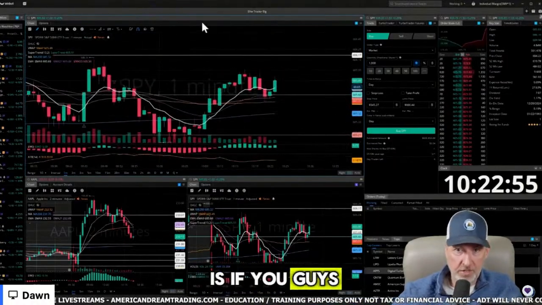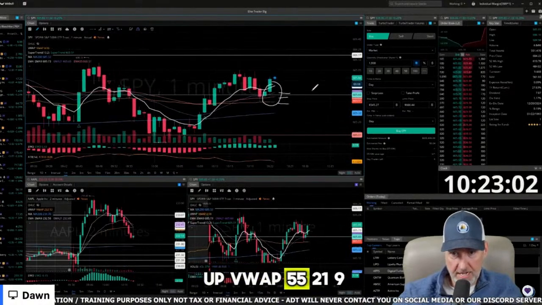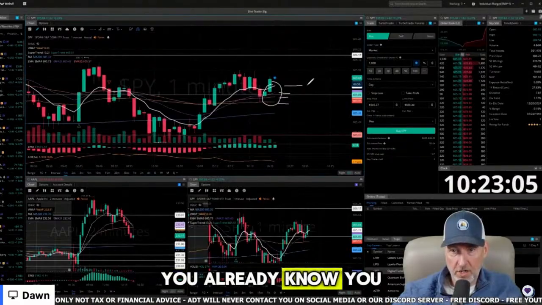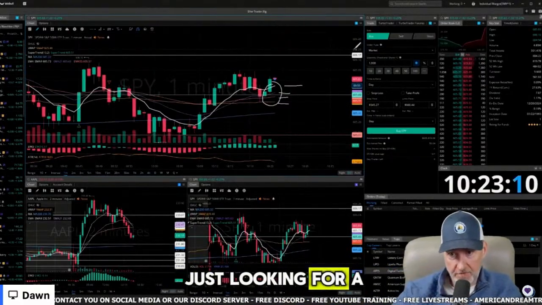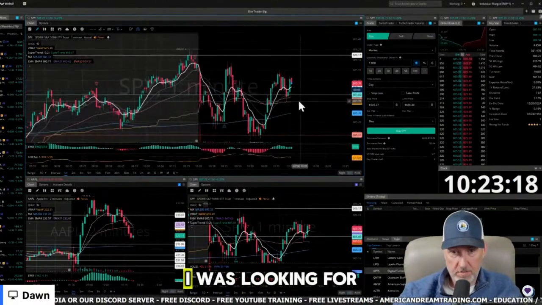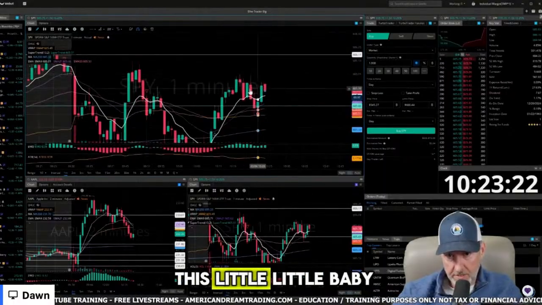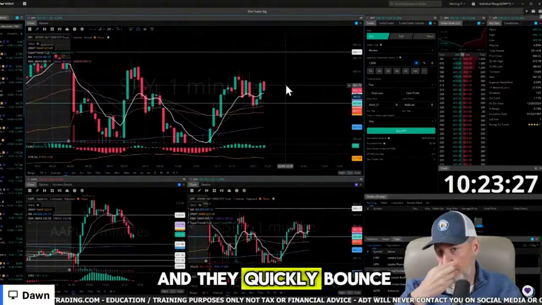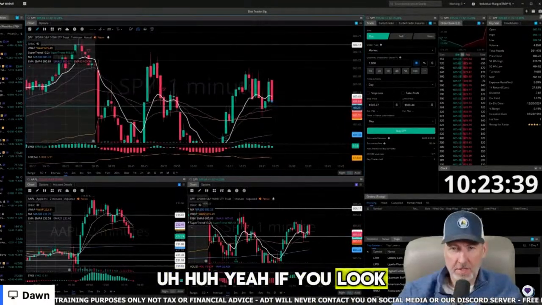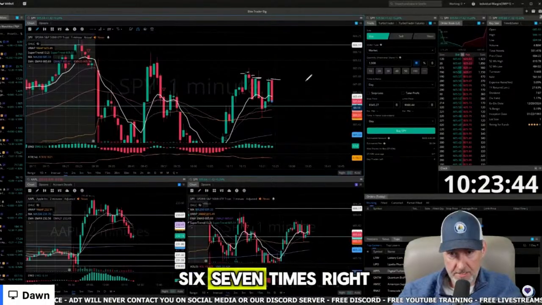What I meant is if you guys look at it, you see how everything's bunched up? VWAP, 55, 21, 9. You already know you stay above the 9. There's nothing left, right? And then you're just looking for a double top. Love those. I was looking for the pullback to VWAP on that one and got picked up. Yeah, right here off this little baby move. That little bit of a wick to the downside and they quickly bounce back up. If you look at it too, it did it once, twice, 3, 4, 5, 6, 7 times, right?